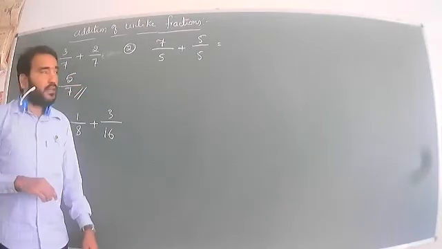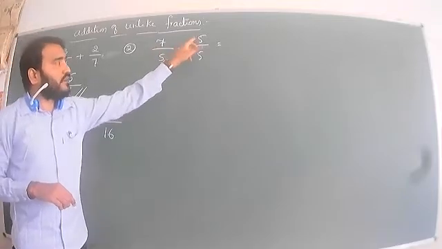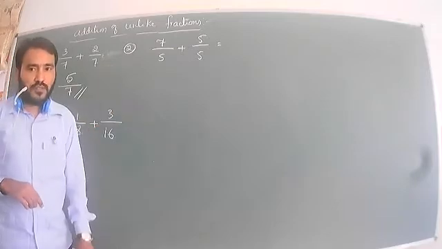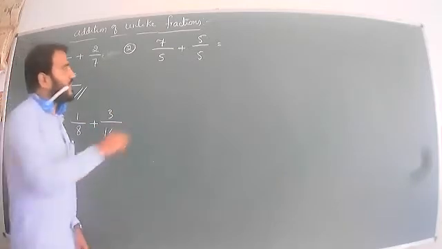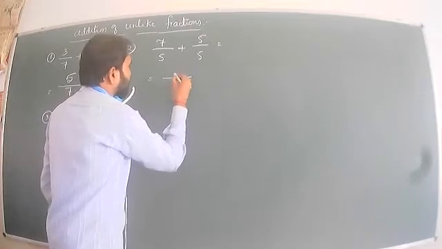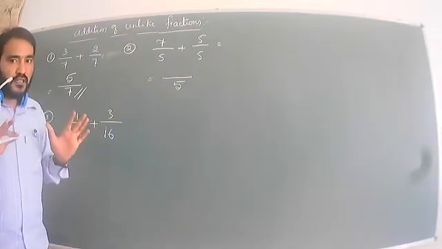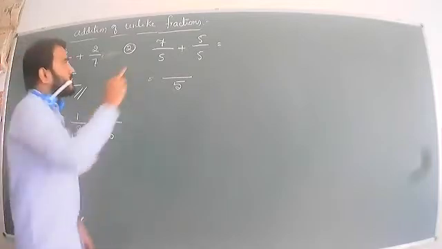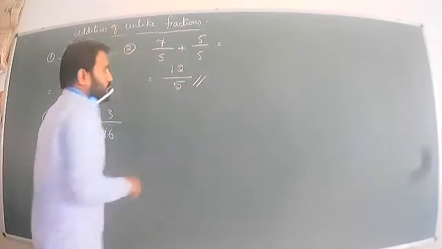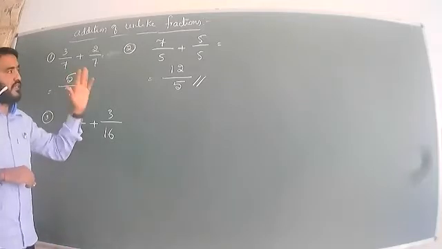Is it clear? Now I will go for 7 by 5 plus 5 by 5. This is also a like fraction, so we can add directly. The denominator 5 we should write as it is. We cannot add 5 plus 5 in the denominators, so we write the denominator only. Next, 7 plus 5 is 12. So 12 by 5. This is adding like fractions.